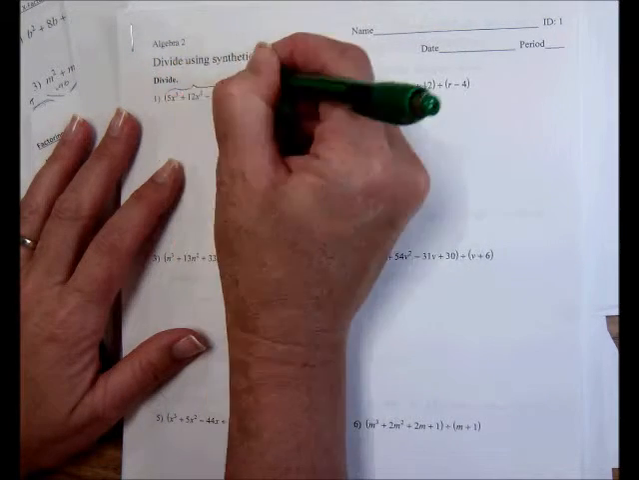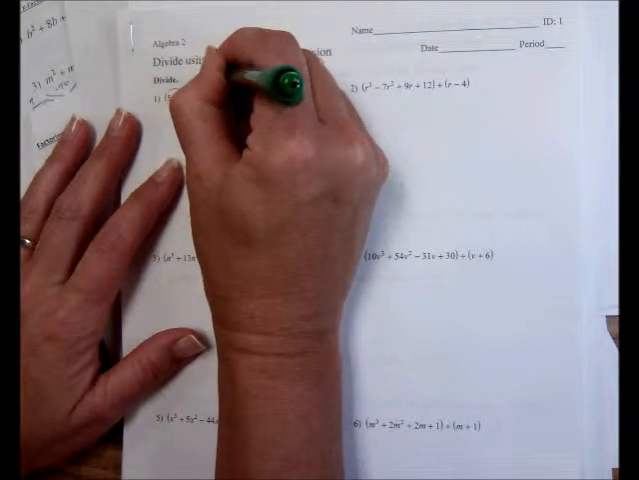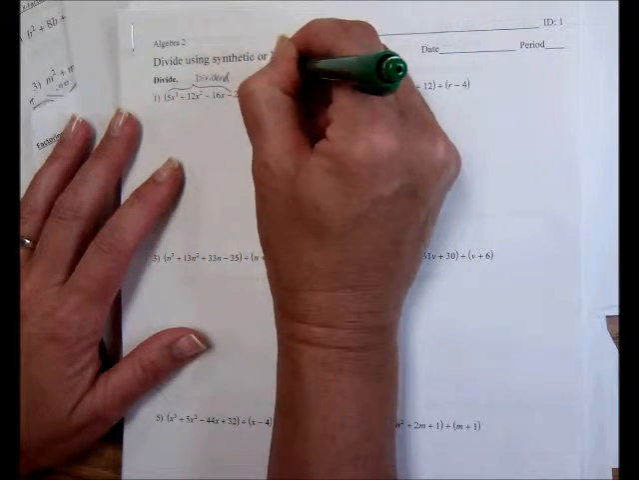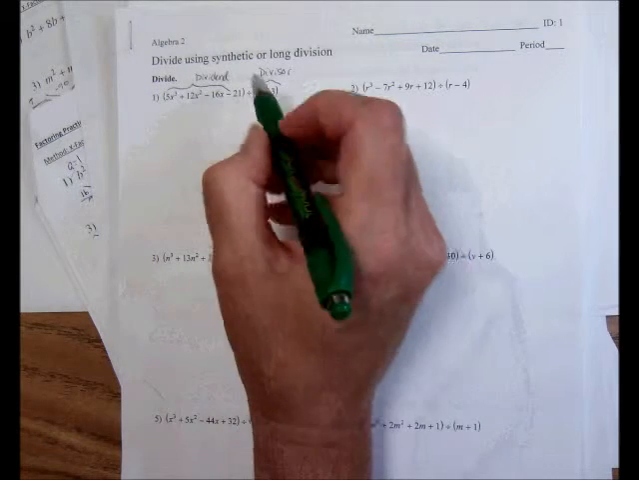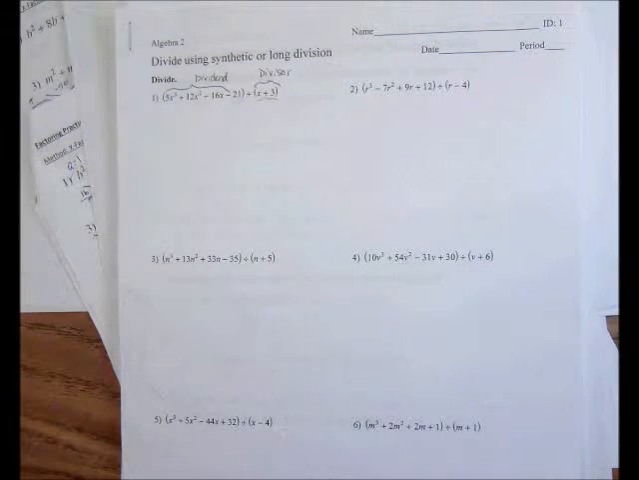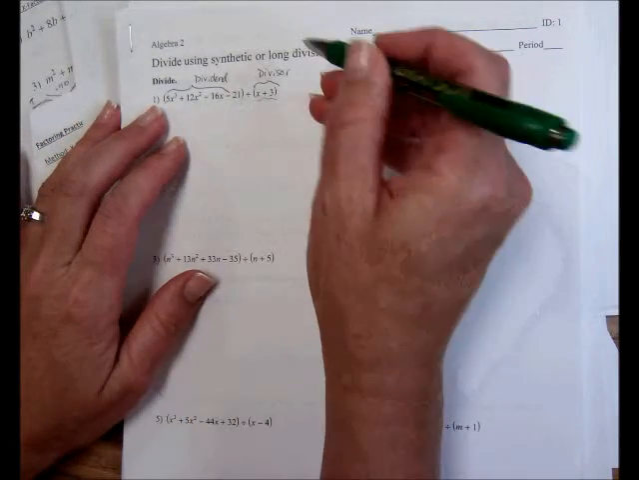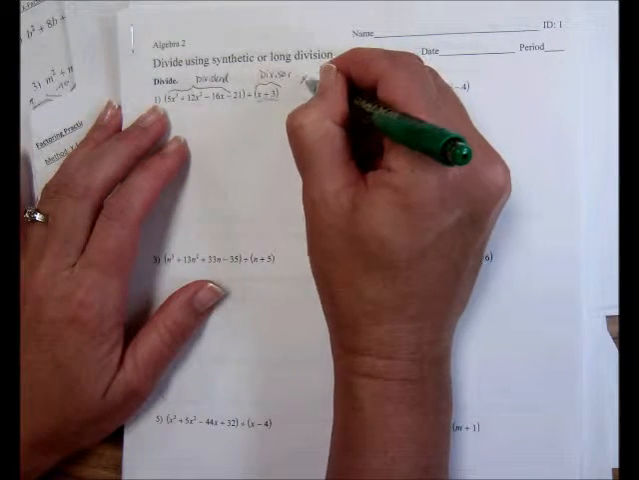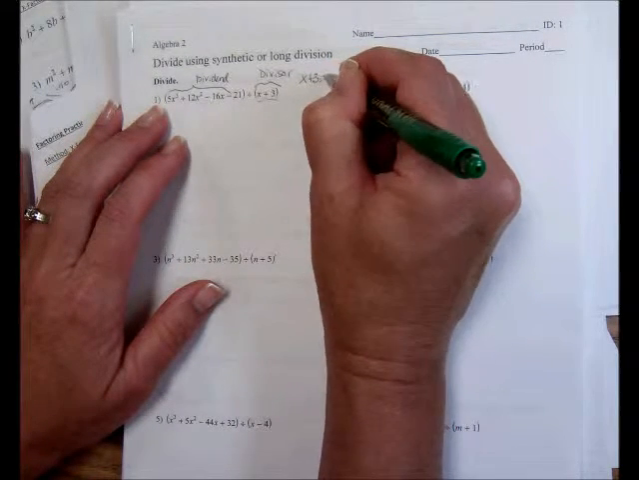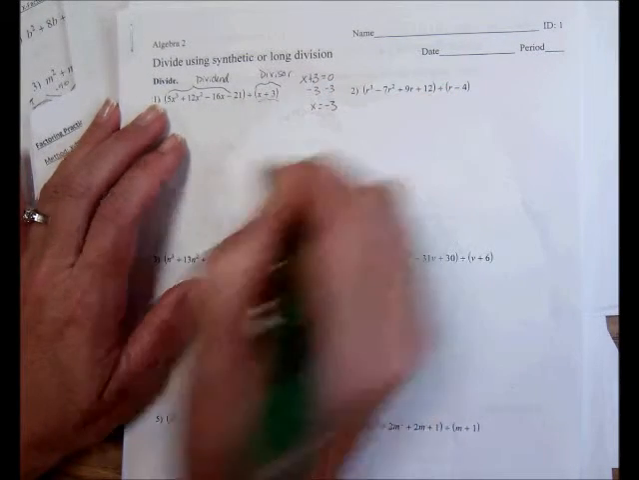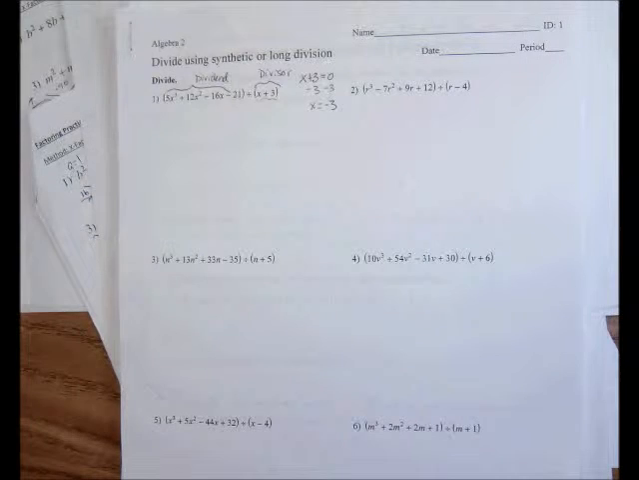This right here is my dividend, and that is what I'm dividing, and this is my divisor. What this divisor says, it being a binomial as it is, is that I could factor out an x plus 3 from here. One of the answers would be x plus 3, and I could set that equal to 0 and solve and find out that x could be negative 3. And that's where it would hit the x-axis if I graphed it.